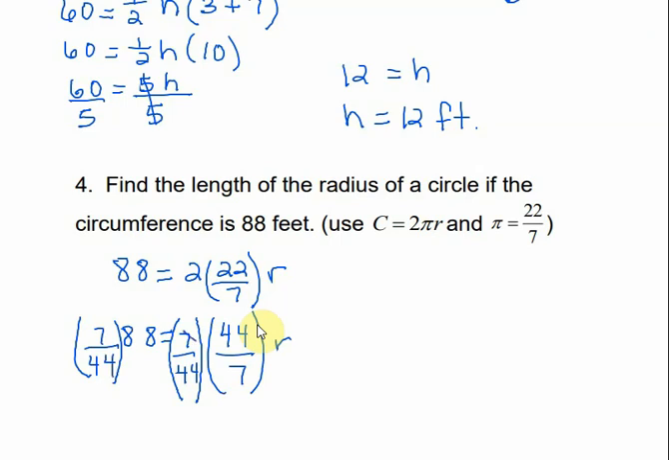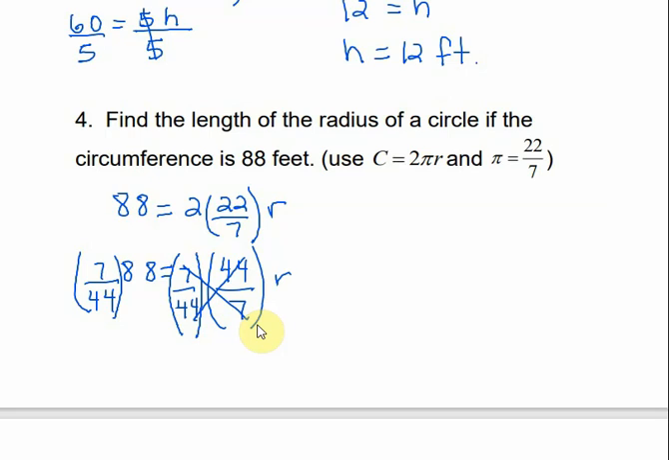7/44. Okay, so these cancel, and then for the 7/44, when I multiply it times 88, 44 will go into 88 2 times. So all that's left is 7 times 2, which is 14. So that's why they were saying that if I use that, it'll work out better than having to multiply out 3.14. So this would be the radius is 14 feet.